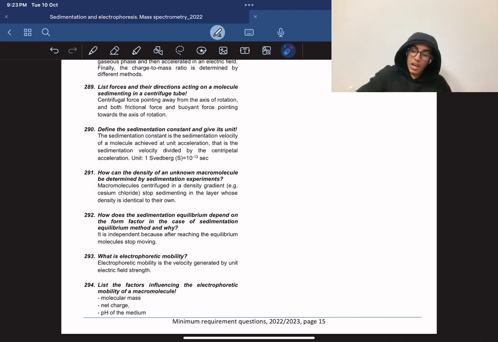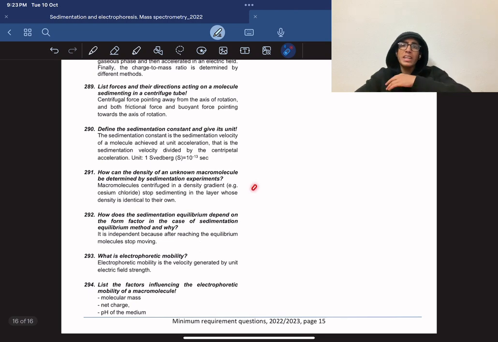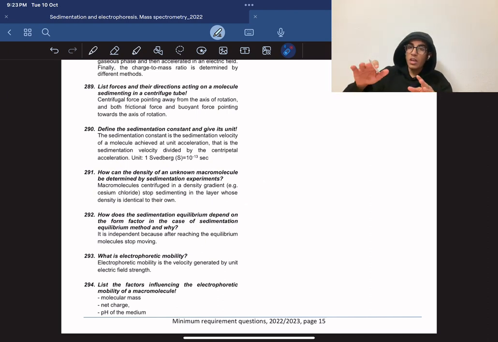But for the equilibrium method, we're leaving it in there for days, for weeks, so the form factor doesn't really matter because we're giving it its time. Whatever your form factor, go and settle wherever you are comfortable. So the form factor doesn't matter here. It's independent because after reaching equilibrium, molecules stop moving.